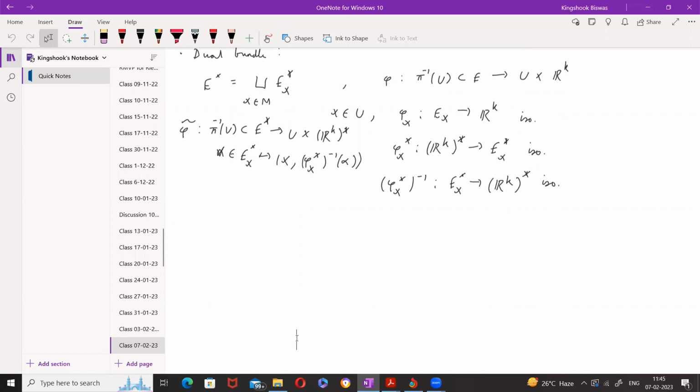So for example, suppose say M is a circle and say N is a sphere.